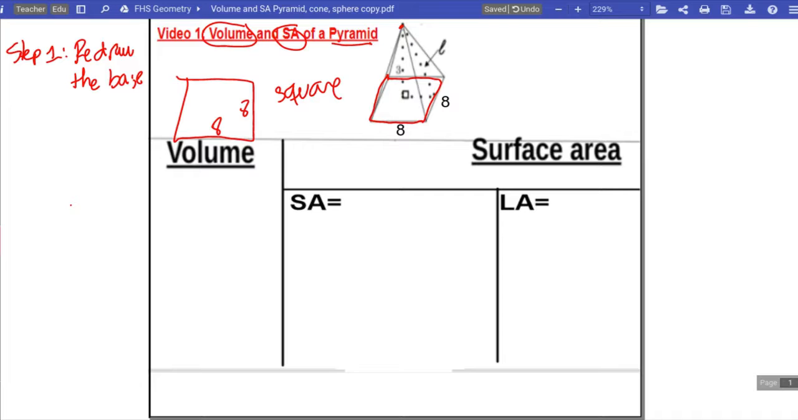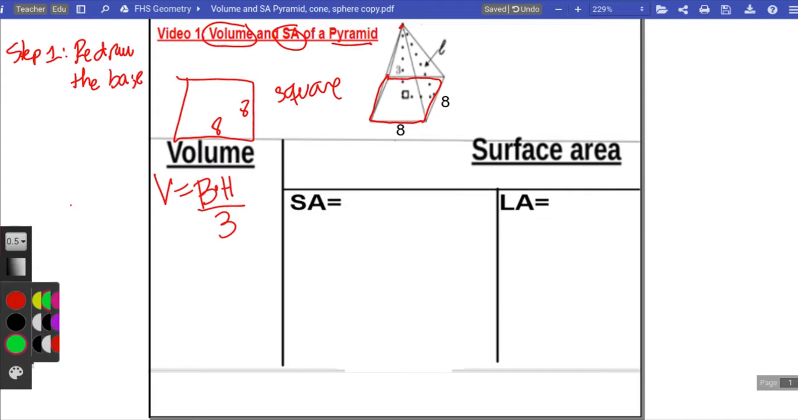So now the formula is as follows. V equals big B times big H, but this time, since it's a pyramid, you divide by 3. This formula is also on your formula chart. All right, so let's move on to finding big B.